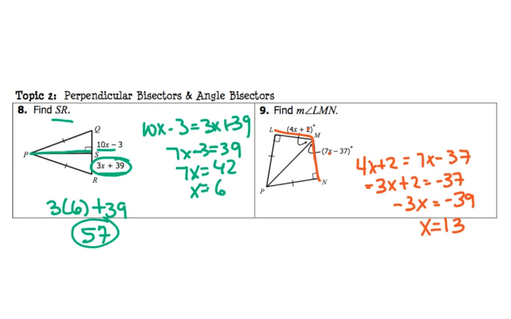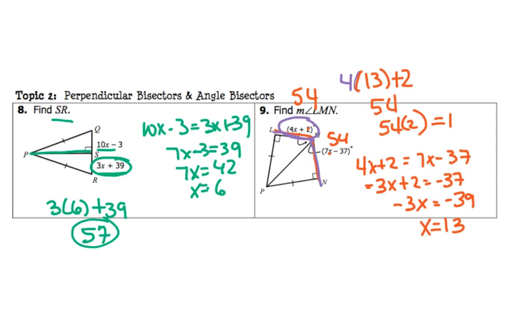I want to substitute in to solve for LMN. So what is going to happen is I'm going to solve for one of my angles. It is 4x plus 2, by substituting in my 13. So 4 times 13 plus 2, which is 54. So this is 54, and that means that angle would be 54. So I would want to take my answer and times it by 2, which is 108.